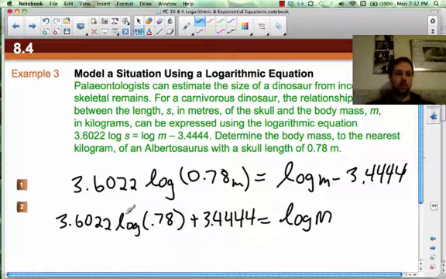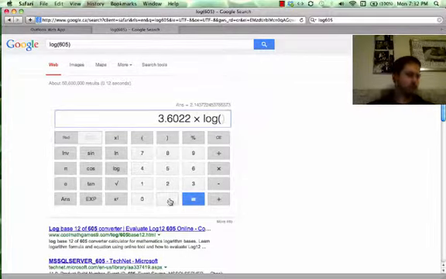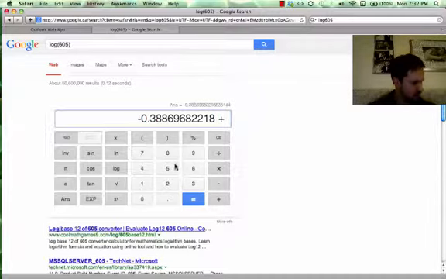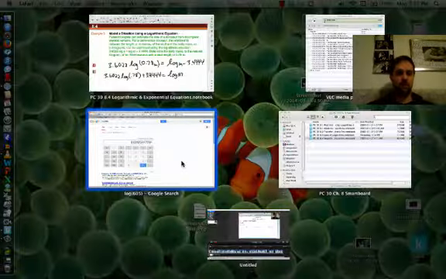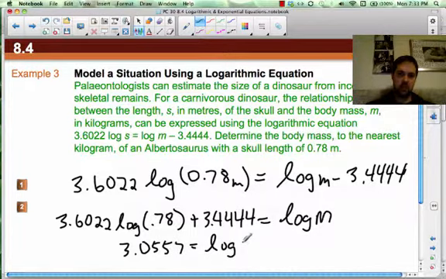So let's see what this is going to look like. Log m equals all this junk, so 3.6022 times the log of 0.78 equals, and then we will be adding 3.4444, and we get 3.0557 for the left side. 3.0557 equals log base 10 of m.